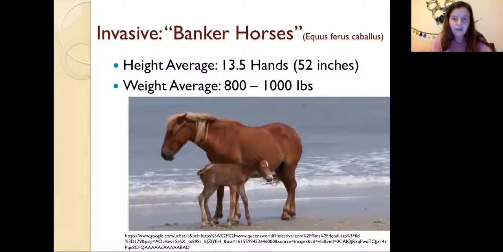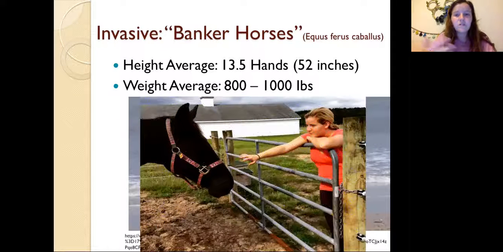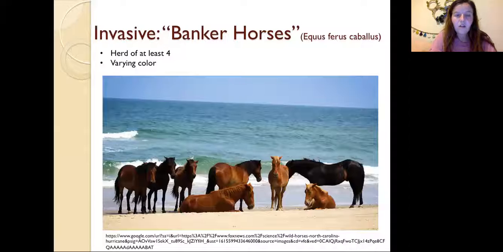They have a height average, so horses are measured in hands, so they're about 13.5 hands or 52 inches, and they weigh between 800 to 1,000 pounds. And that's pretty small for a horse. Typically, they're much larger. This was my Bavarian horse that I had, and he was about 15.5 hands, if that gives you any comparison. So horses are herd animals, so they will herd in at least a group of 4, and then they have varying colors. So they can be like a really dark brown, they can be a tan, but you will not see a white banker horse.